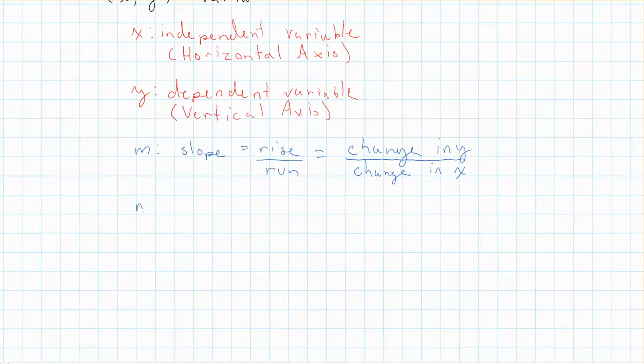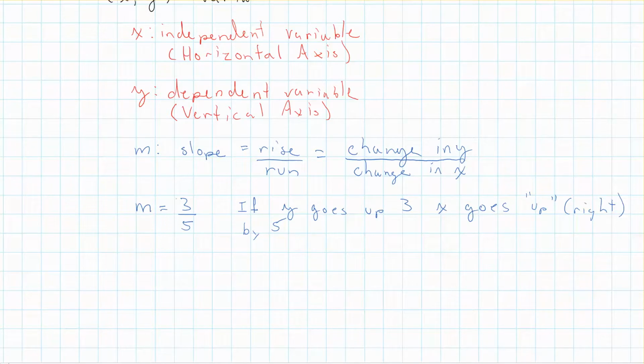So let's say we have a slope m equal to 3 over 5. Because these are both positive, you want to think of it as if y goes up 3, x goes up, I'll put in parentheses, because really what we want to think about is it goes to the right by 5. And that's the whole rise over run.